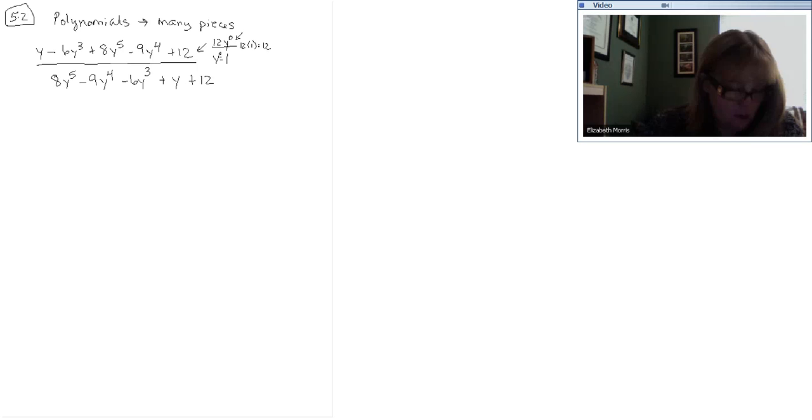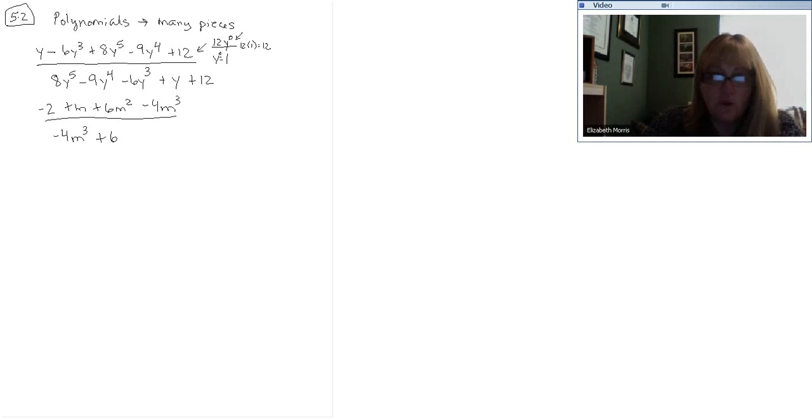Again, what if I had negative 2 plus m plus 6m squared minus 4m cubed? In descending order, protocol says it should be written as negative 4m to the third plus 6m squared plus m minus 2, descending order.